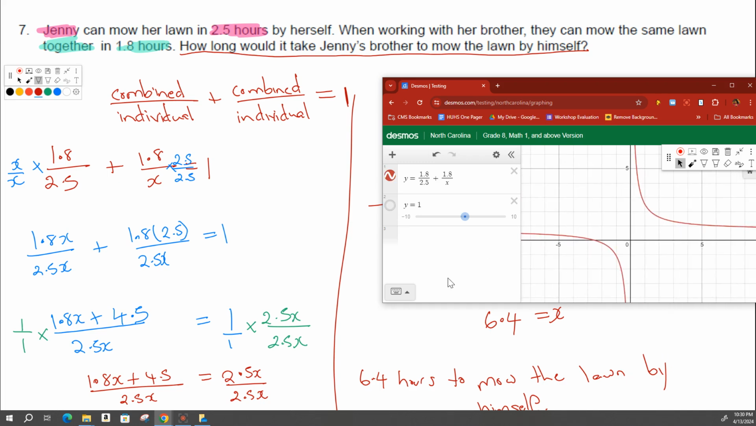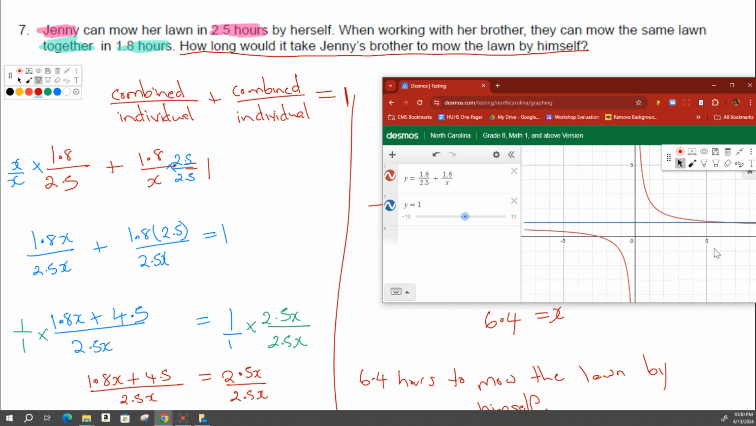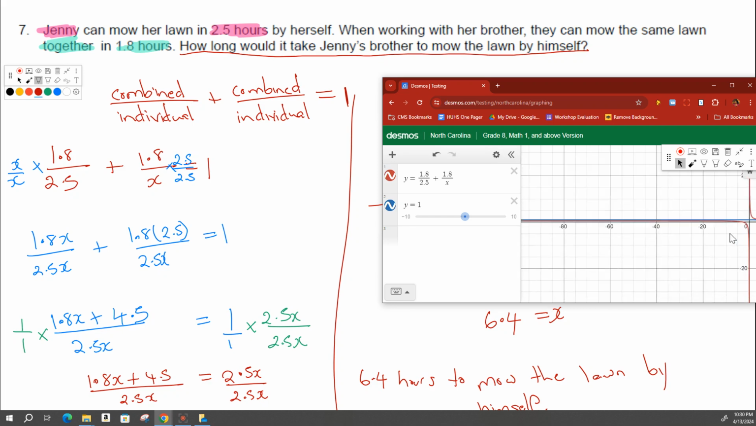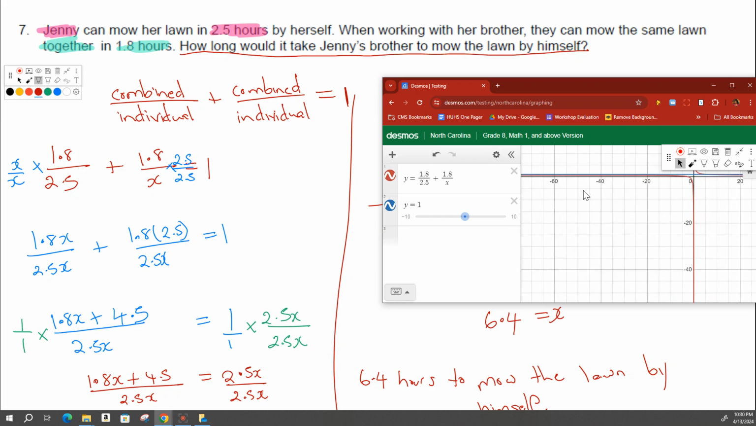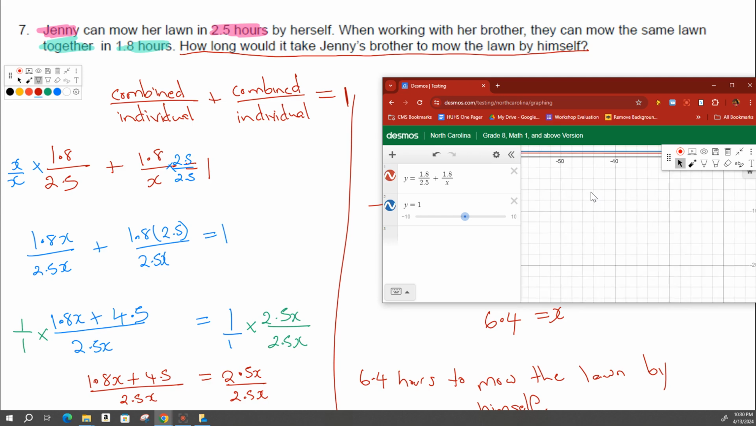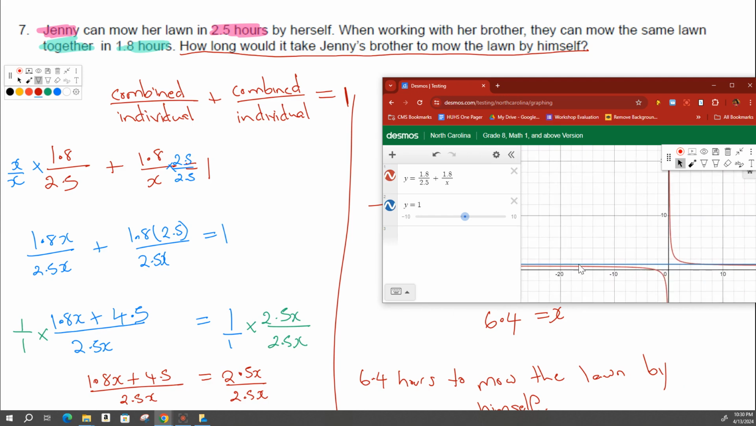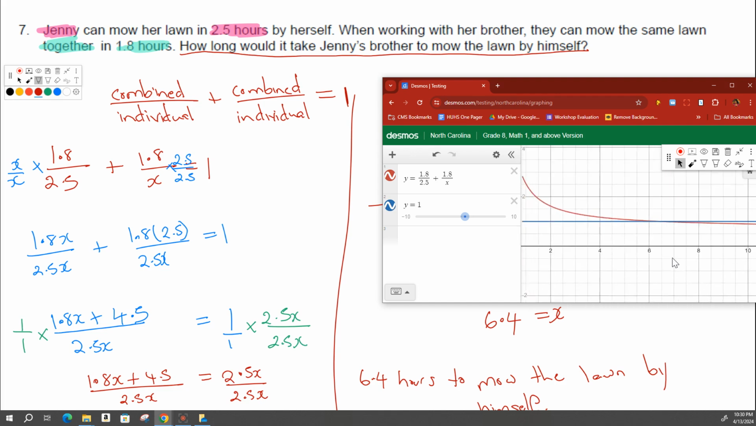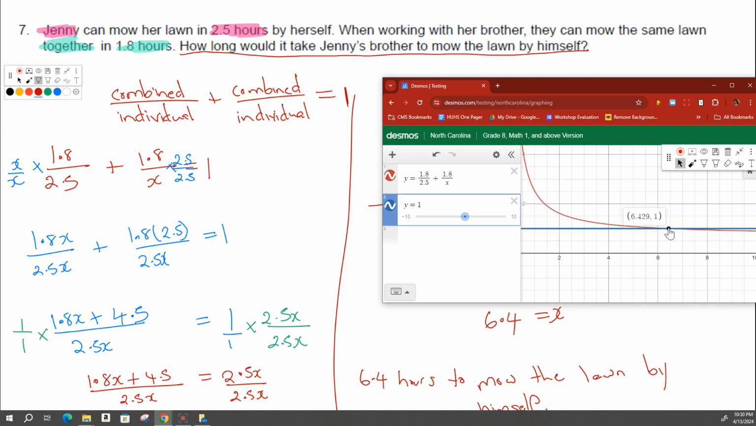Here it is, a rational function. And in order to find our solution, it will be where our graphs intersect. Of course, we're not going to look anywhere on the left side of the y-axis because that's not going to help us. However, when we look on the right side of our graph, we see that our graphs intersect at this point, and the x value is at 6.429. However, 6.4 works. And so there you see that your answer is correct.